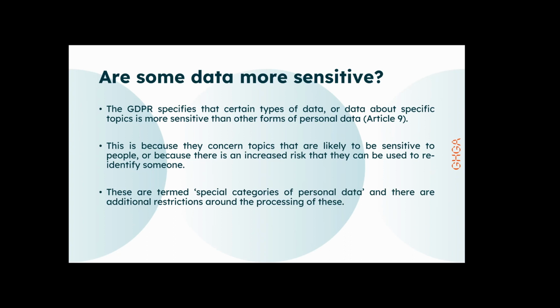The GDPR refers to these as special categories of personal data, and there are additional restrictions around the processing of these. So we have in the GDPR personal data, and we have these special categories of personal data, and there's additional protections which are required when we're processing these special categories. And there are actually 8 categories of data which are described in Article 9 as a special category.